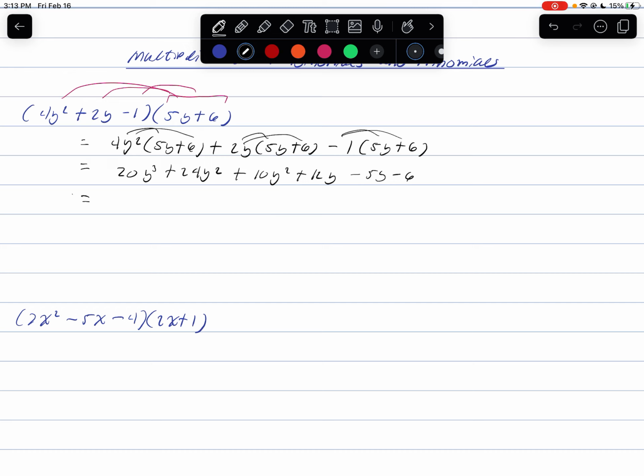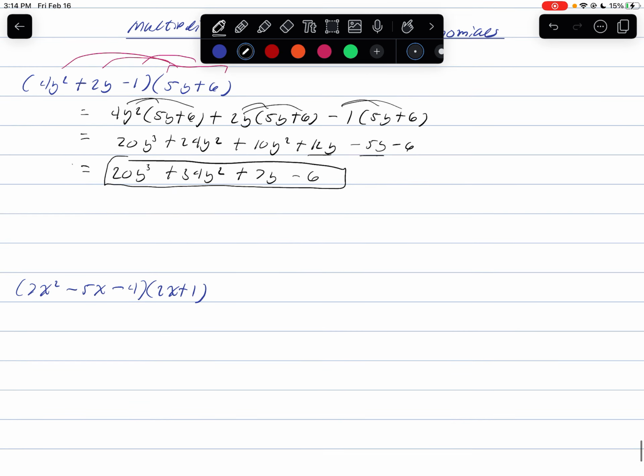So we have 1 y to the third term. So we have 20y to the third, or y cubed. Okay. And we have 2 y squared terms. We have 24y squared plus 10y squared. That's going to give us 34y squared. And then we have a 12y and a minus 5y. So that's going to give us 7y. And then we have just a minus 6 at the end. So this would be the simplified version of this multiplication here.